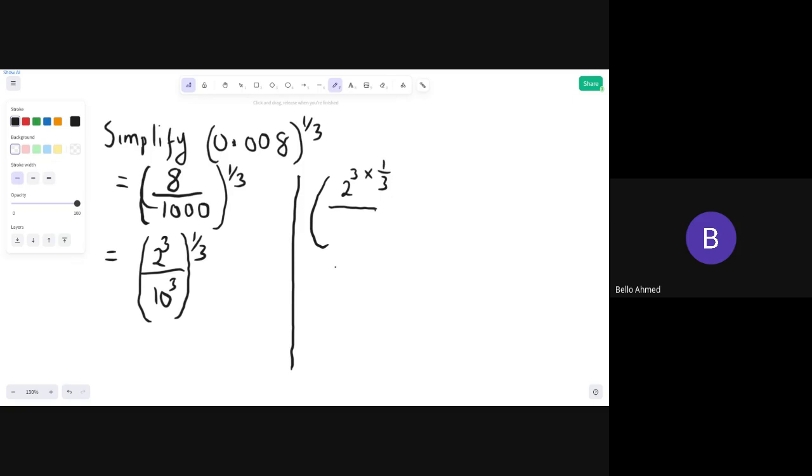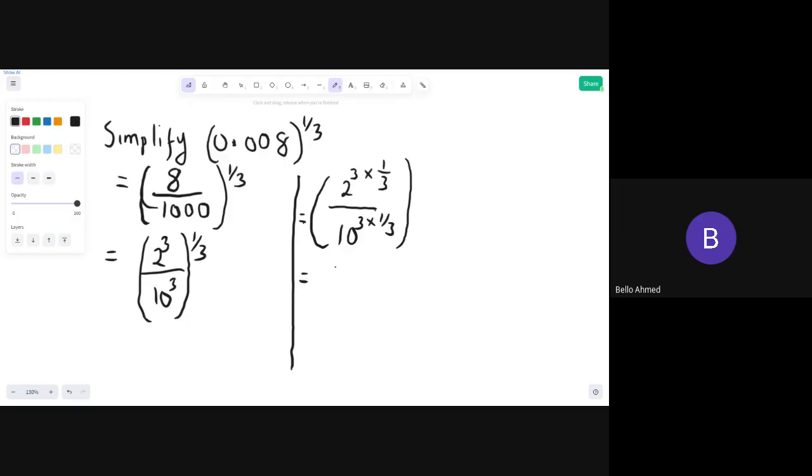This one, what is inside is a fraction, that is 1. So we have 10 raised to the power of 3 times the power outside also, 1 over 3. Remember that the power is going to apply to everything inside the bracket. So I think that is all we have. And you can decide not to put the bracket anyway. So we have, don't forget, equals to.